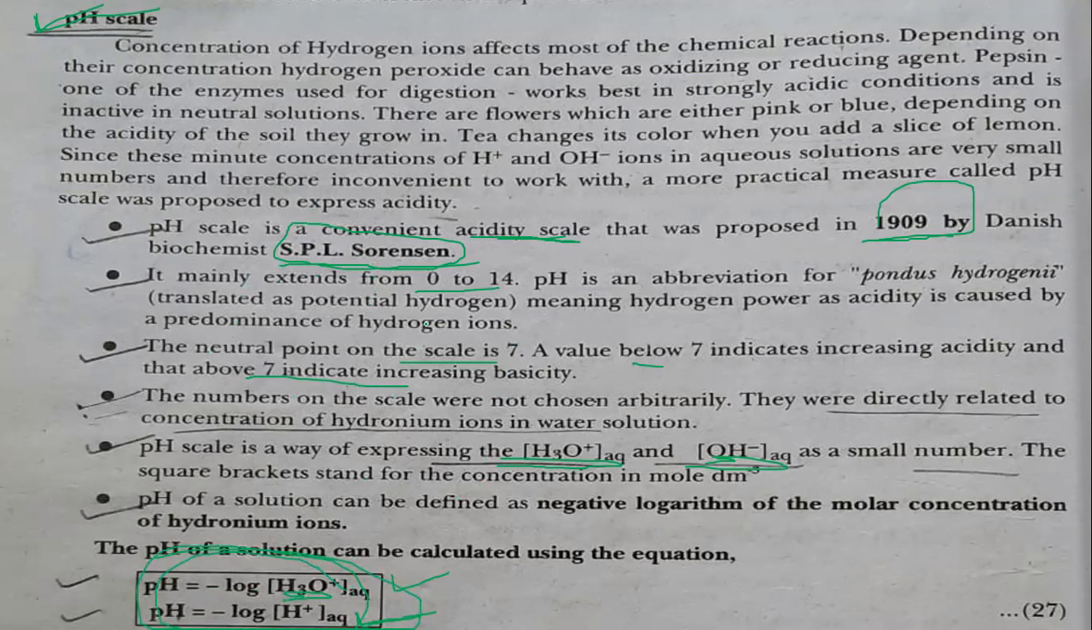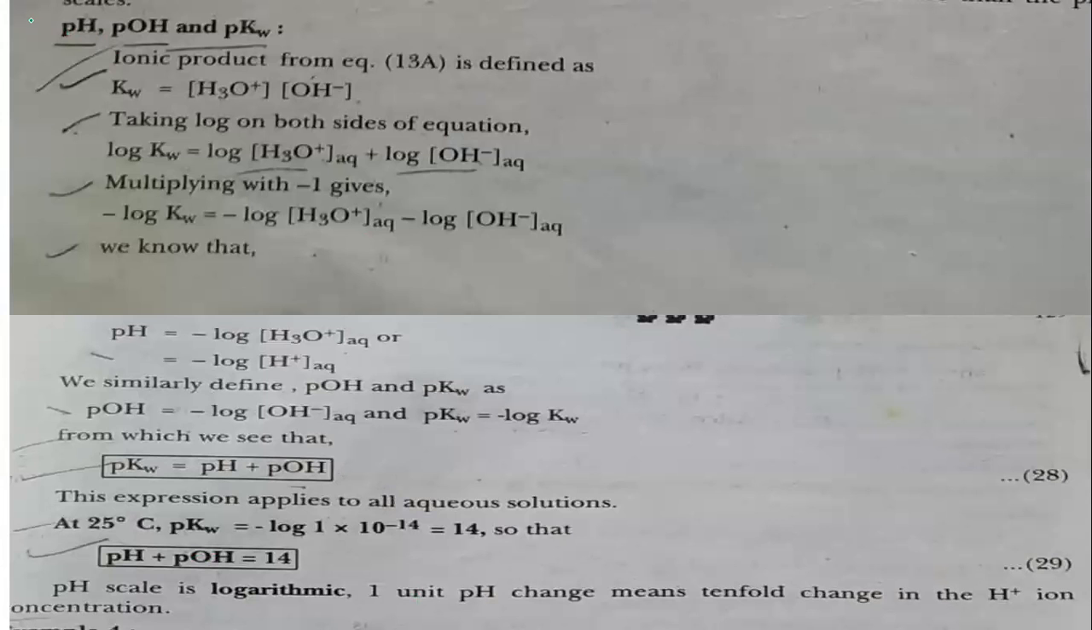Okay, in the aqueous state, now see what is the relation between pH, pOH, and pKw? As we know, the dissociation constant of water is given by the formula Kw. We have already studied this in the previous two lectures. Kw is equal to [H3O+][OH-].